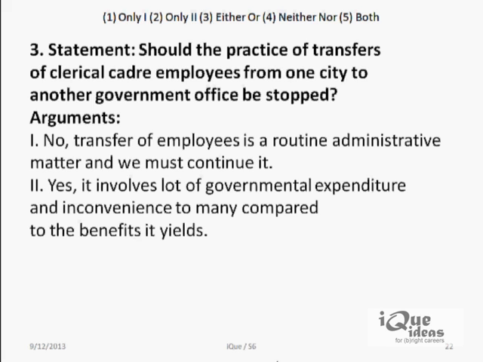Now take a look at the second argument. It says yes. Why? Because it involves a lot of governmental expenditure and inconvenience to many compared to the benefits it yields. Is it true that when transferring employees, especially from the government, a lot of governmental expenditure is involved? Yes. Is transfer an inconvenient process? Again, yes. Because these are universally acknowledged facts, we will assume that this argument is strong. And hence the option 2 is valid as an answer for this particular question.